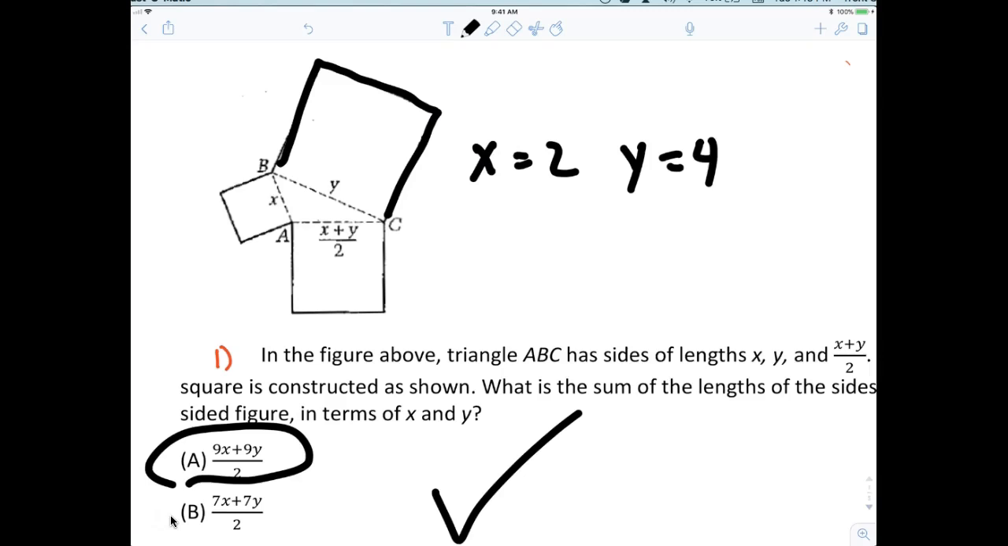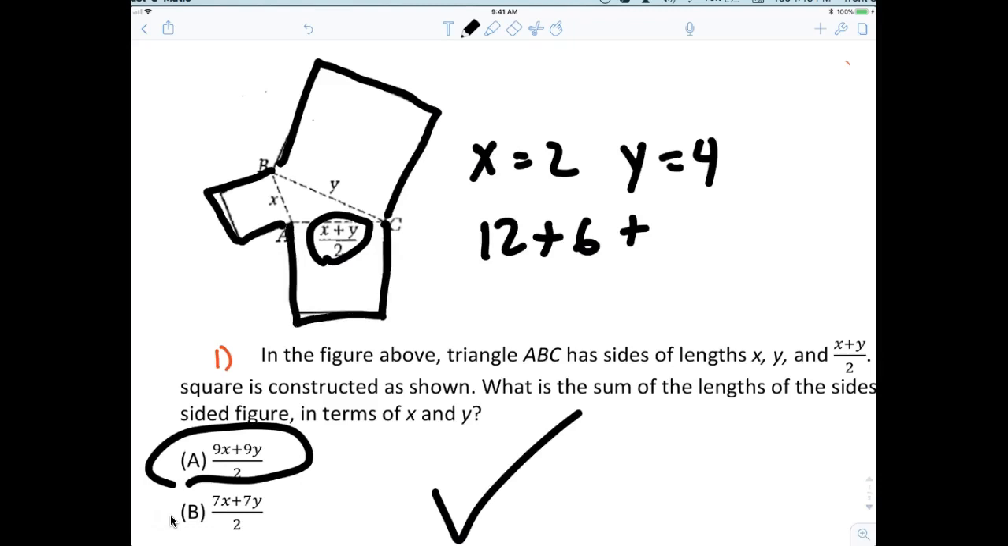So now, this distance would be how much? Help me. 12. Because y is 4, right? 4, 4. Does everybody see what I'm saying? So that's 12 plus. Now what would this be? 6 plus. Now, what is x plus y divided by 2? 3. So that means all around here would be 9.